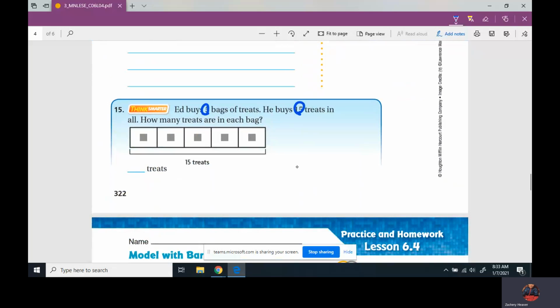So let's throw a number in here. Or the problem actually looks like this: 15 total divided by 5 spaces. What goes in here? If I skip count 5 to 15, 5, 10, 15, what number do I have? 3. If I put 3 in here, 3, 6, 9, 12, 15. That looks right to me. So each bag has 3 treats. Each bag has 3 treats.